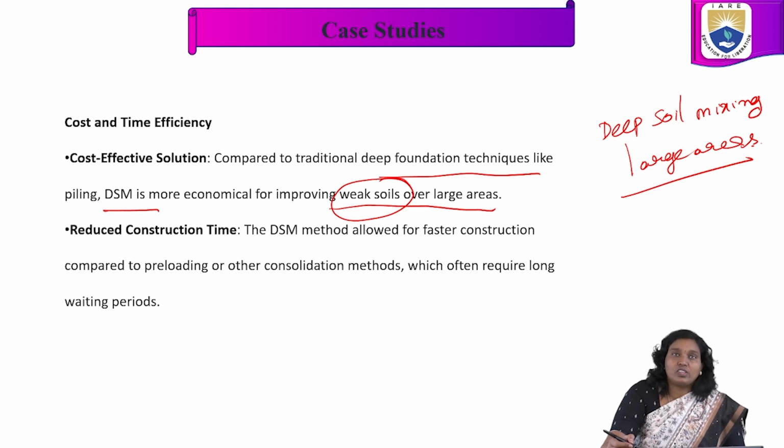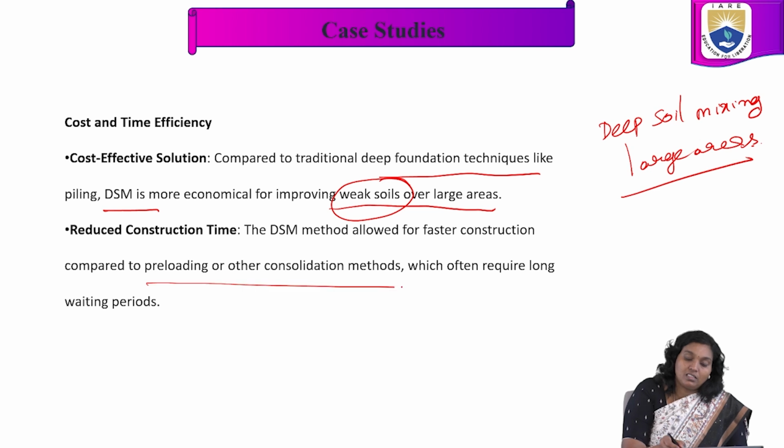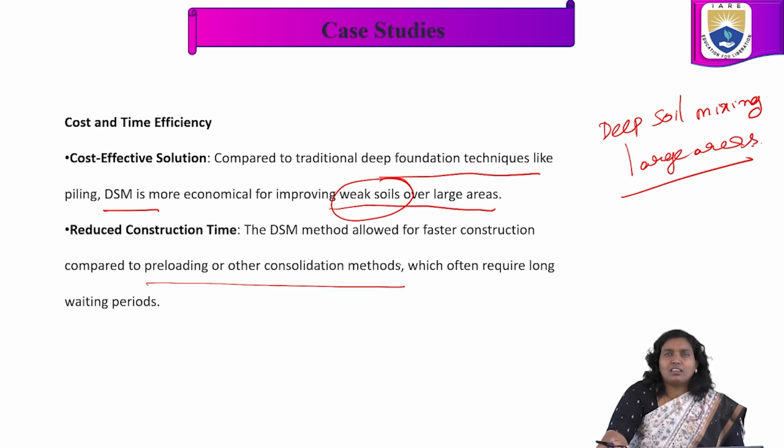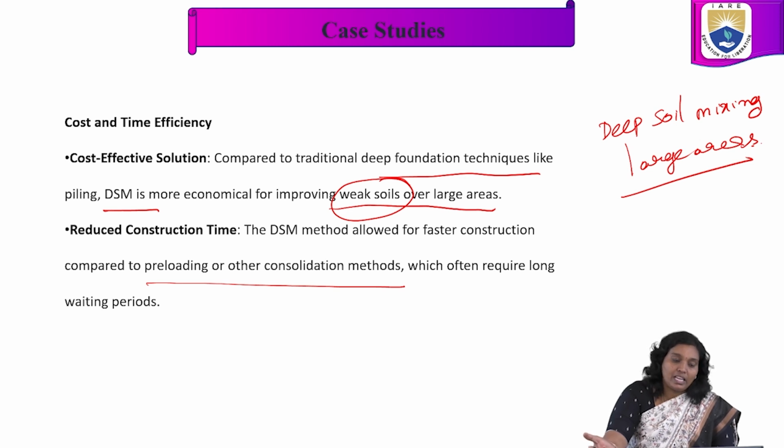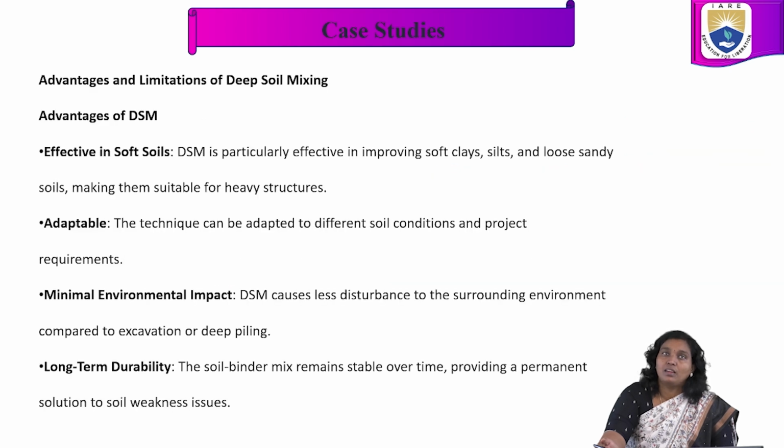And the reduction in construction time. So the deep soil mixing method allows for faster construction compared to preloading or other consolidation methods. Preloading takes much more time compared to deep soil mixing, as it often requires long waiting periods. So it affects the project time, and various parameters are involved. Delay of the projects also increases the cost. So from that point of view, it is faster construction when compared to the other consolidation methods.